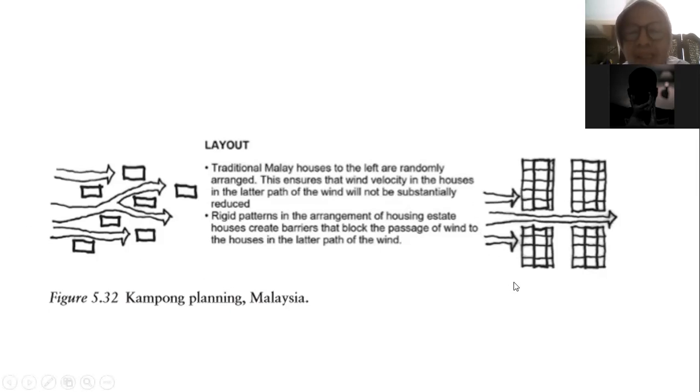When we see the other side, the rigid pattern in the arrangement of housing estate, the houses create a barrier that can block the passage of wind to the houses in the latter part of the wind. That means the back side of the building will be blocked by such arrangement.